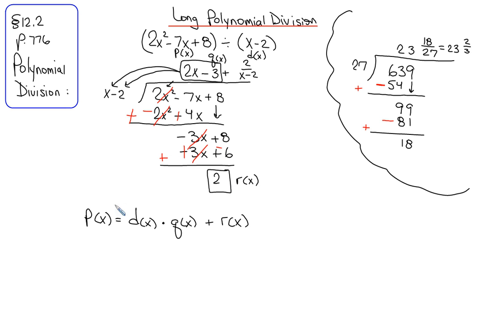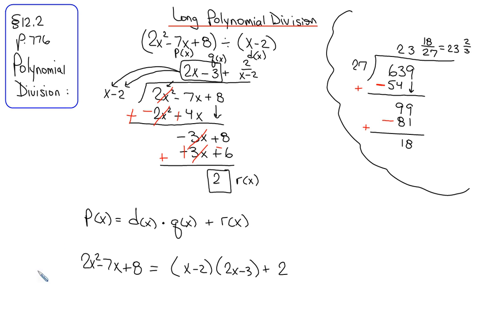So another way of writing this is that p of x, 2x squared minus 7x plus 8, is equal to d of x, which is x minus 2, times q of x, which is 2x minus 3, plus r of x, which is 2. Notice if you FOIL this out, you get 2x squared. You get minus 3 minus 4 is minus 7x plus 6. And then when you add the 2 to it, you get the plus 8. And so the two sides will match.